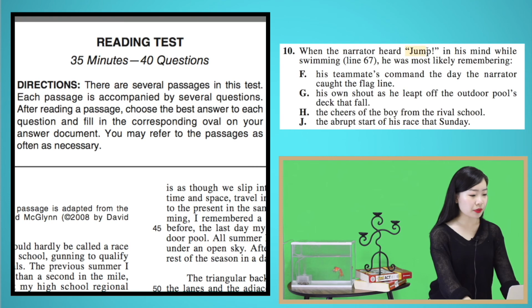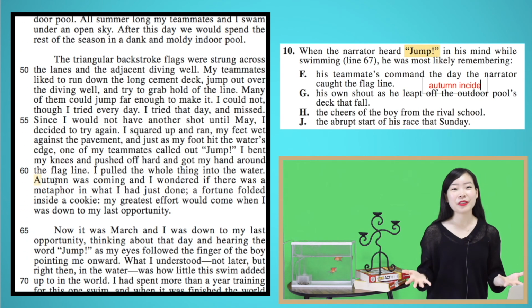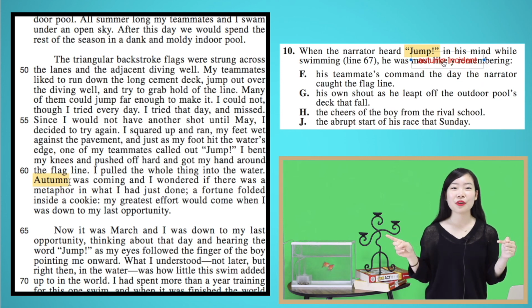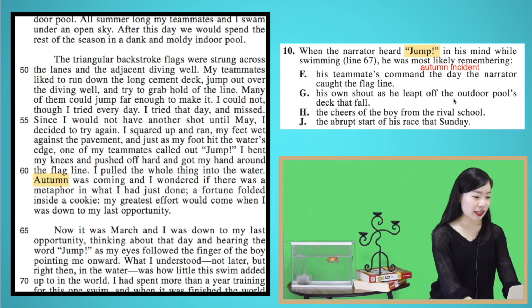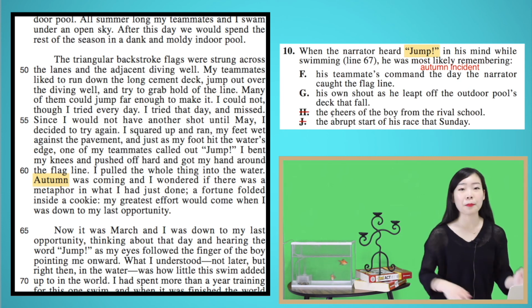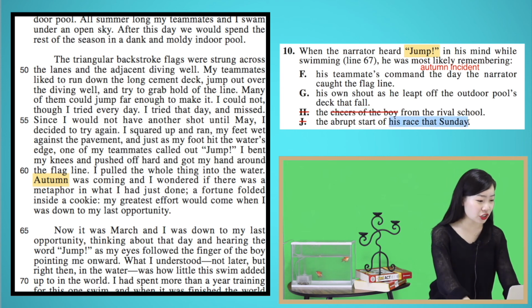The quote, "jump," was from the fifth paragraph that talks about the autumn incident. I talked about the autumn incident in question number 2, so if you skipped the explanation, go back and listen to it. So it can't be J nor H because both of them talk about incidents from the present, the race in Houston. So let's cross out J and H.